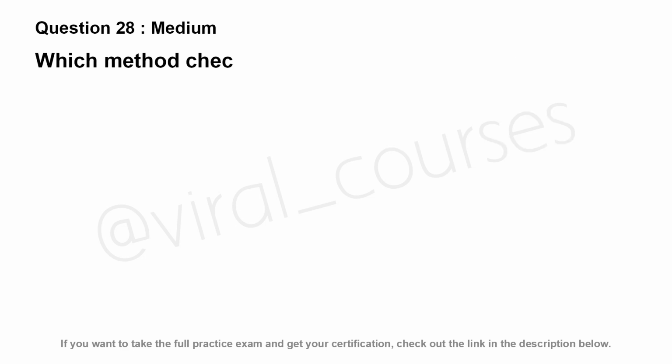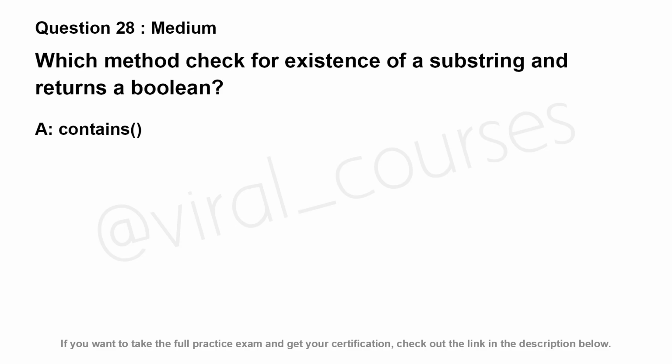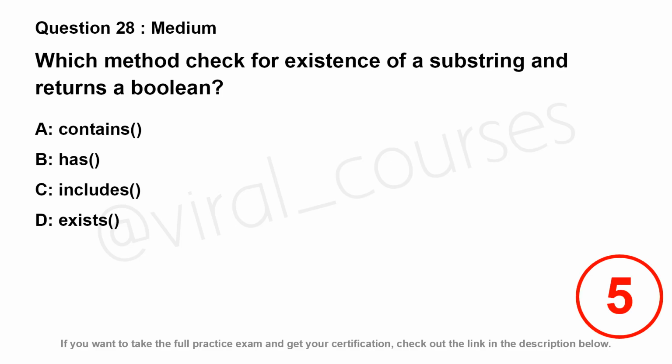Which method checks for existence of a substring and returns a boolean? Option A, contains. Option B, has. Option C, includes. Option D, exists.